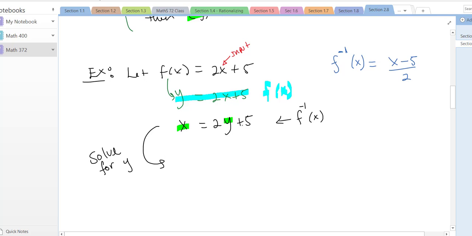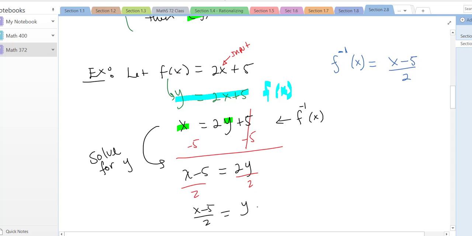So when I solve for y, I have to subtract 5 from both sides. So I'll go ahead and subtract 5 from both sides. Here they cancel. On the other side, we don't have a constant term, so this just becomes x minus 5 equals 2y. And then to get the y by itself, divide both sides by 2. And what do we get? We get that (x minus 5) over 2 is equal to y, which is our f inverse.